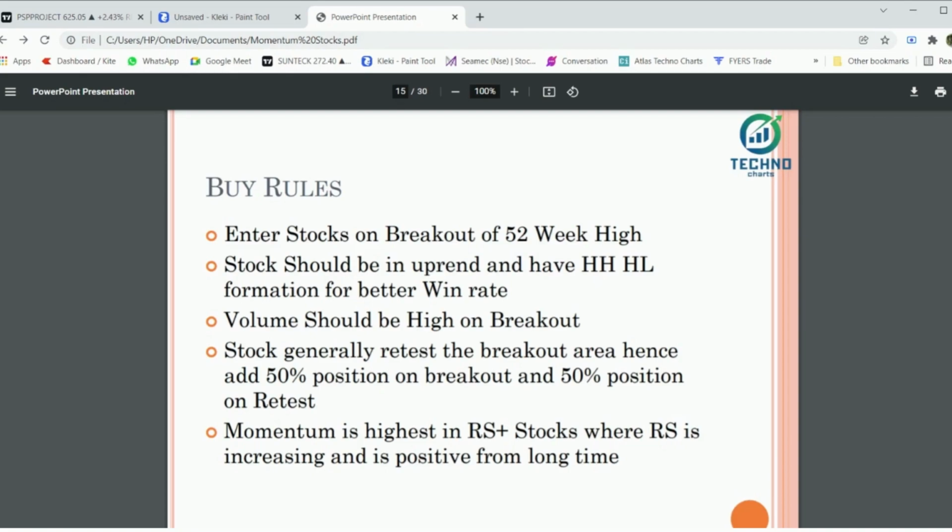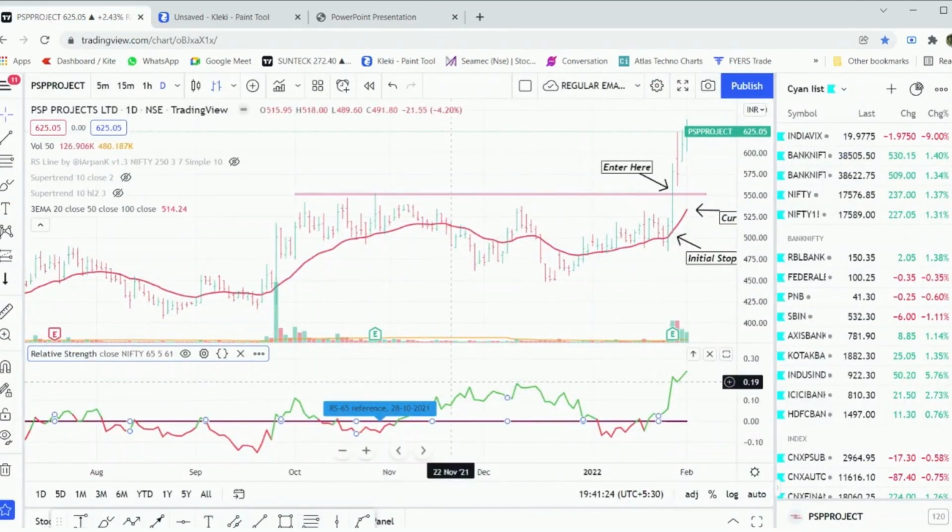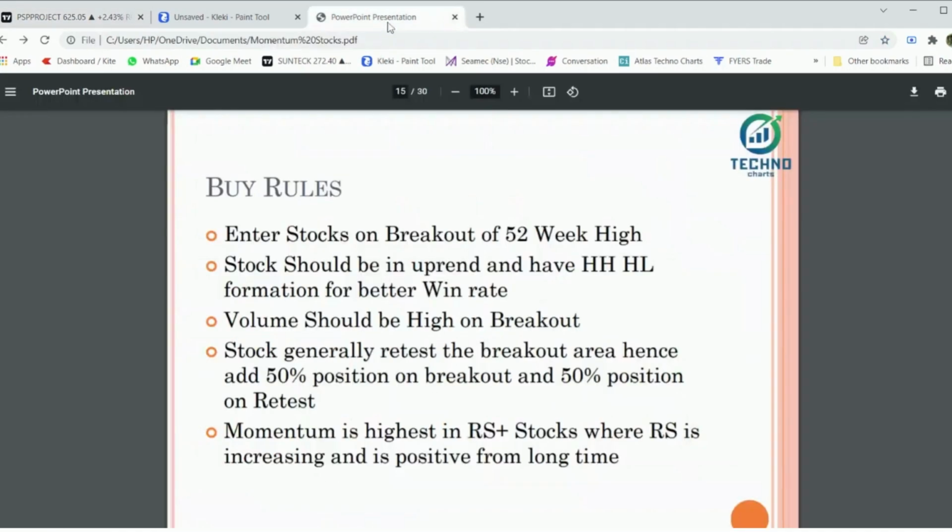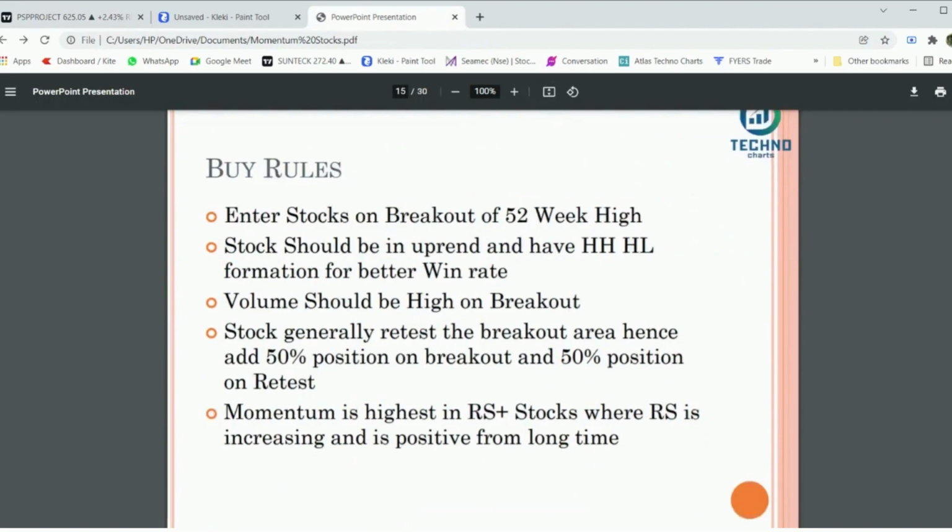Momentum is highest in RS positive stocks, where RS is increasing and has been positive for a very long time. For example, in this chart, the RS during this period was continuously increasing and decreasing, but in this period the RS is now increasing. So we have to look at those stocks where the RS line is increasing and is positive for a very long period of time. So we have seen the buy rules.